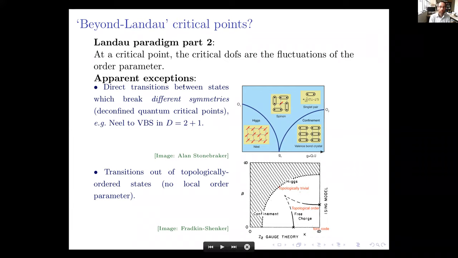The first of which is that there are examples of direct transitions between states which break different zero-form symmetries, such as, say, here's some control parameter. Over here, we have an antiferromagnet. Over here, we have a state that breaks some lattice symmetries. But nevertheless, there can be a direct continuous transition from one to the other. So this apparently goes beyond Landau's story, since the critical degrees of freedom on one side should apparently be different from the ones on the other side. And also transitions out of topological order states seem like they should be beyond this paradigm, since there isn't a local order parameter.